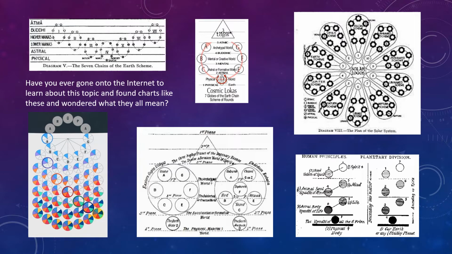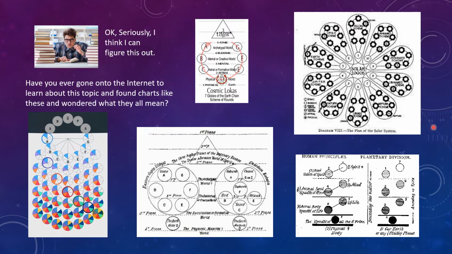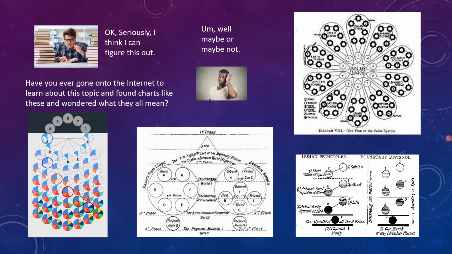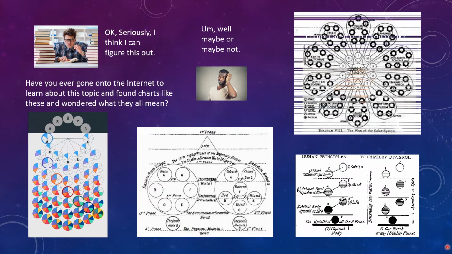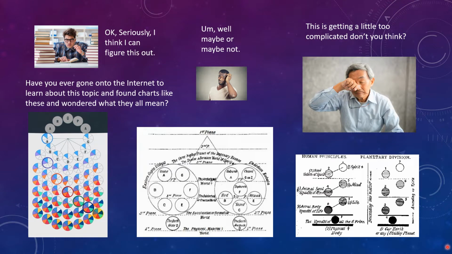Have you ever gone onto the internet to learn about this topic and found charts like these and wondered what they all mean? For example, we have this one. Okay, seriously, I think I can figure this out. But then you see this chart. Well, maybe or maybe not. Of course, there's always this chart. This is getting a little too complicated, don't you think?